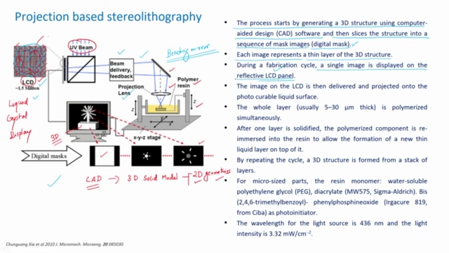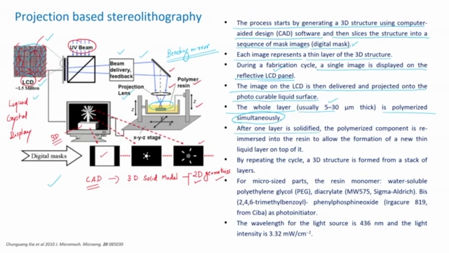As we have seen, this is the reflective LCD panel. The image on the LCD panel is delivered and projected on the photo curable liquid surface here. So, this is the photo curable liquid surface. The whole layer, usually having a thickness of about 5 to 30 micron, is polymerized simultaneously. So, the entire layer is getting polymerized simultaneously.